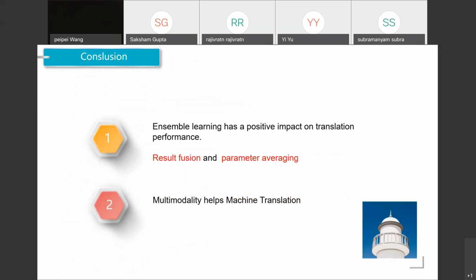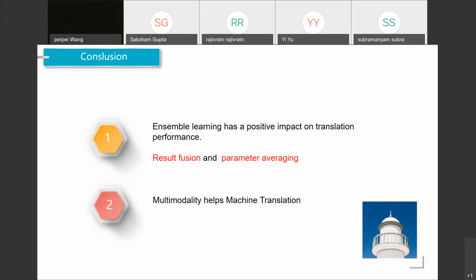The main work of this paper is taking results fusion with parameter averaging to improve the performance of machine translation based on the transformer framework. We found the ensemble learning has a positive impact on translation performance, and the best result yields an improvement of 5 BLEU points over the baseline. The best result is obtained from averaging the latest 15 checkpoints' parameters in a single model and fusing 6 models' results.